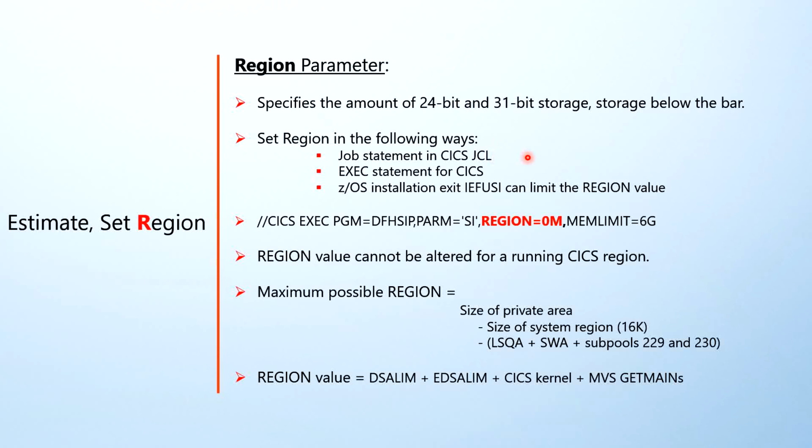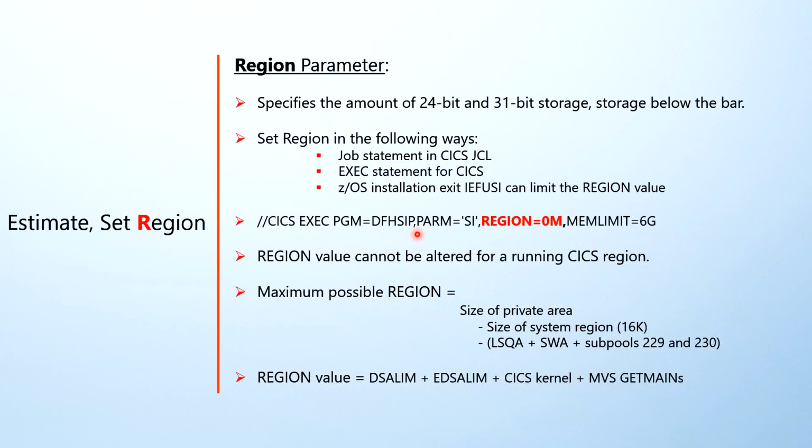And the way you set this parameter is either you specify it in the JOB statement of your CICS JCL, or you can mention it in the EXEC statement of that particular CICS region, or you can have a z/OS installation exit called IEFUSI, which can limit the size of the region value.